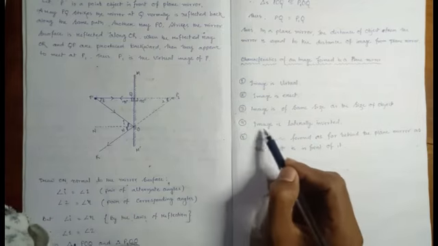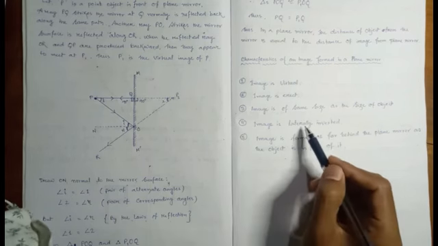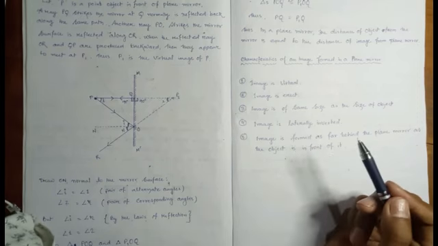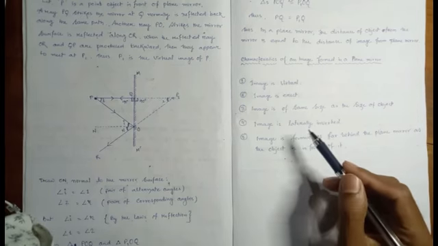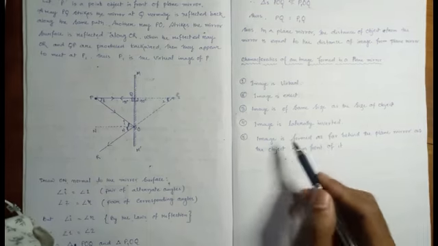Number 4, the image is laterally inverted. What does laterally inverted mean? The left side of the object appears as the right side in the image, and the right side of the object appears as the left side of the image. That is called laterally inverted.